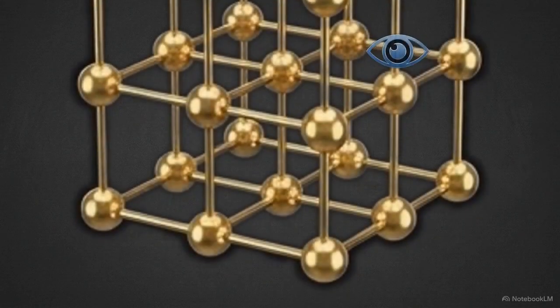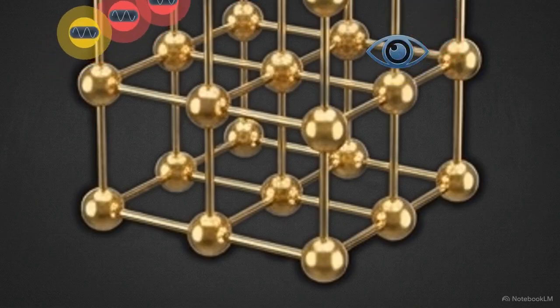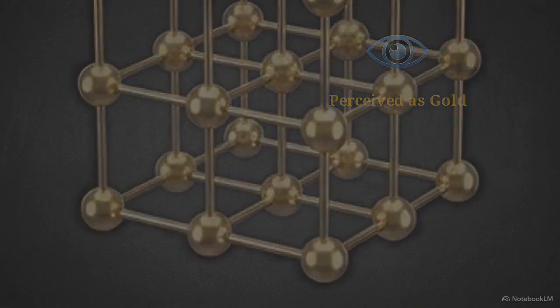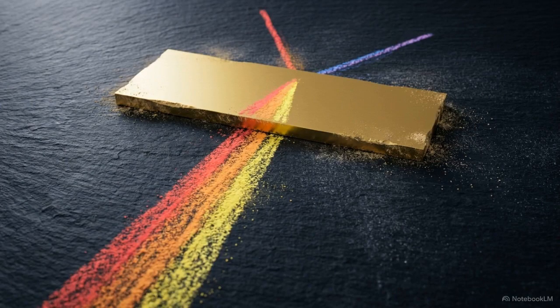Low-energy photons in the red and yellow spectrum, which carry less than 2.4 electron volts, lack the power to excite the 5d electrons. Because they cannot trigger a transition, they are strongly and uniformly reflected by the free electrons on the surface. But the high-energy photons in the blue and violet spectrum carry enough power to cross the gap. When they strike the metal, they are annihilated. Their energy is entirely absorbed to drive the 5d electrons into the empty conduction band. Because the metallic lattice actively absorbs blue and violet light, the spectrum bouncing back to the observer is completely depleted of those higher frequencies.